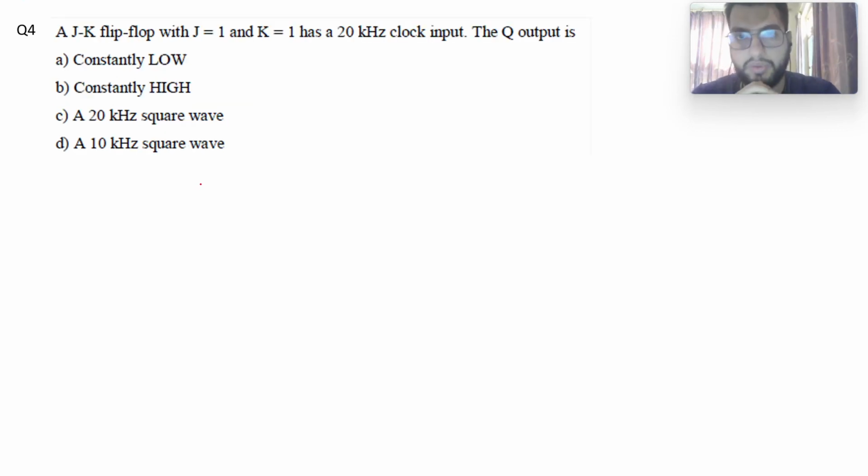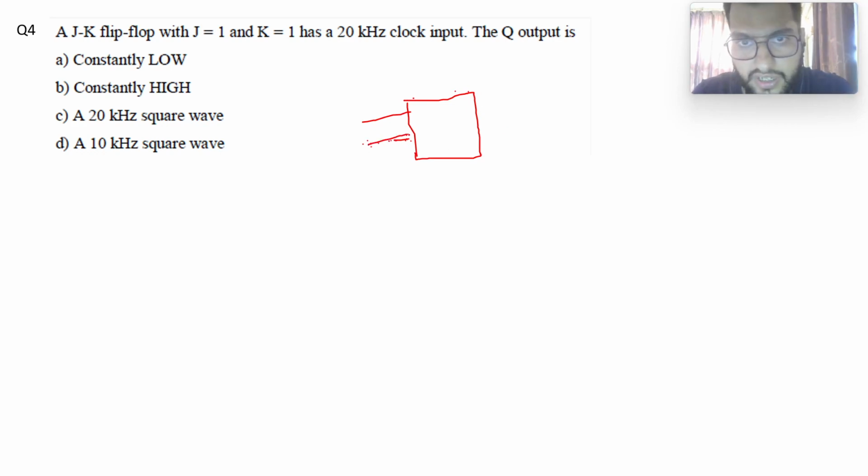Now we have a question number 4. It says that a JK flip-flop with the condition J equal to 1 and K equal to 1, that are the 2 inputs to the JK flip-flop, has a 20 kilohertz clock input, right? So what we are given is a JK, we are given this J and this K, and finally we have this Q and Q bar.